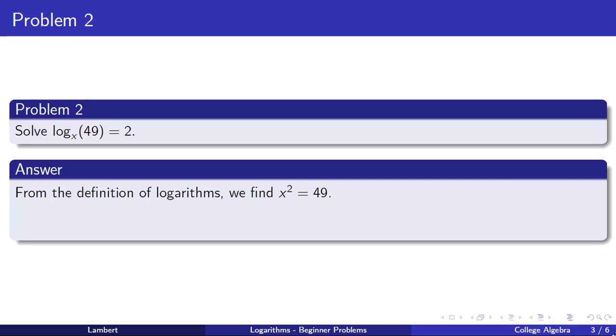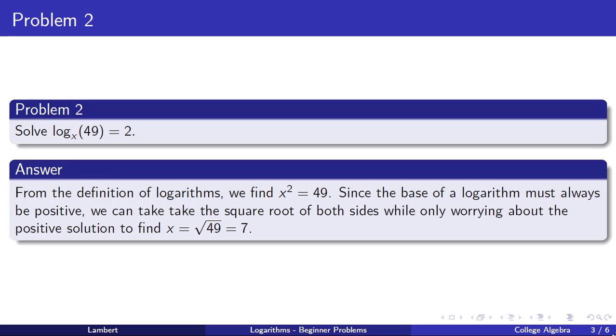So we can take the square root of both sides and just worry about the positive version. You get x equals the square root of 49, and that equals 7. Let's take a look at our third problem.